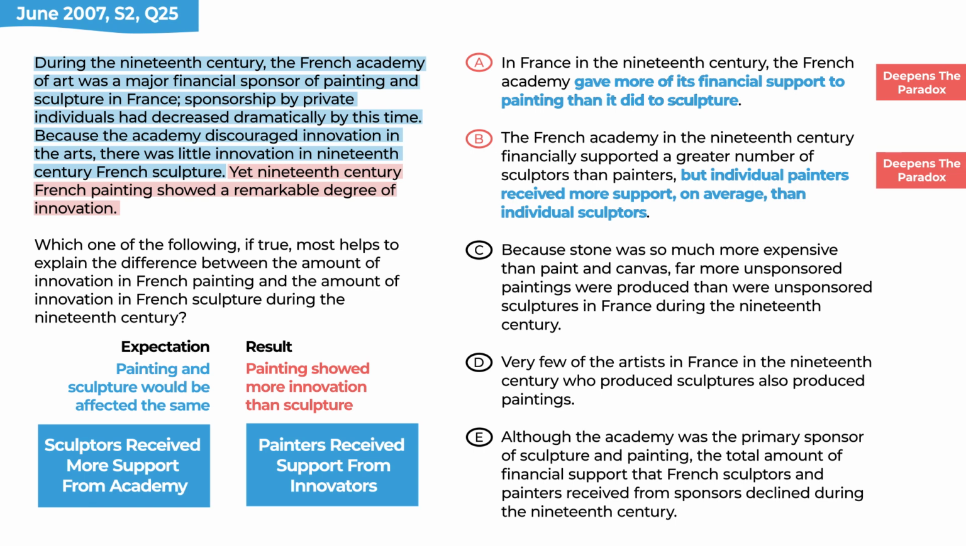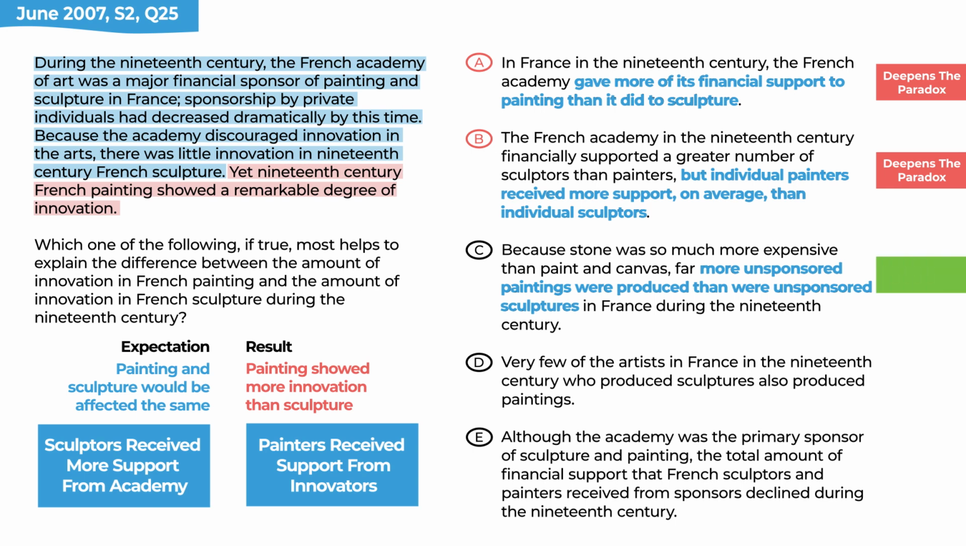Answer choice C says, because stone was so much more expensive than paint and canvas, far more unsponsored paintings were produced than were unsponsored sculptures in France during the 19th century. So this is talking about the number of unsponsored paintings and sculptures produced. And now remember, unsponsored ones would be those that are not supported by the French Academy. If there were more unsponsored paintings, maybe that's where the innovation came from. This actually seems like it might help explain the situation. Let's hold on to answer choice C.